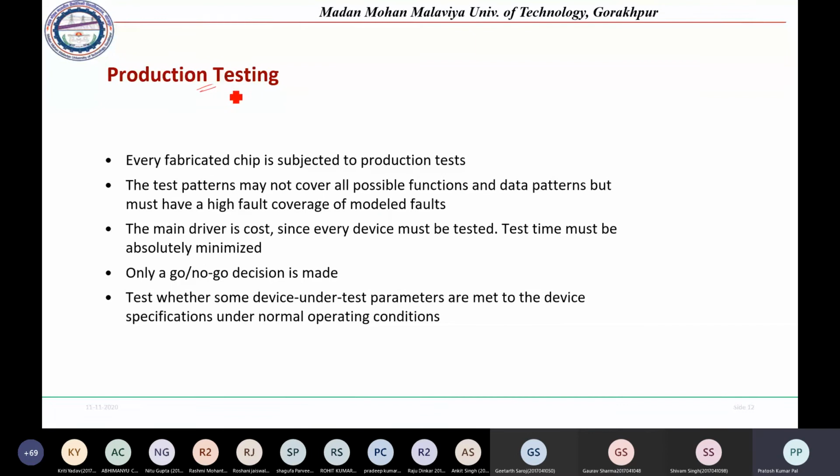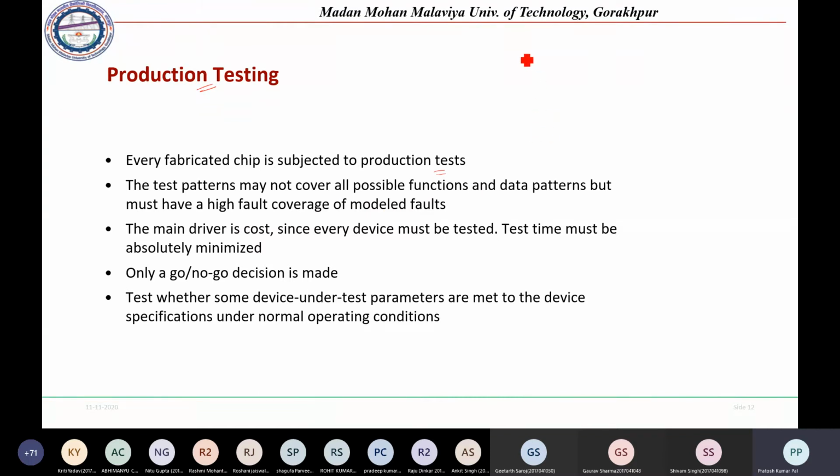The next one is production testing. In production testing, after the chip is fabricated, we go for testing. Every fabricated chip is subject to production test. The test patterns may not cover all the possible functions and data patterns, but must have a full coverage of model faults.